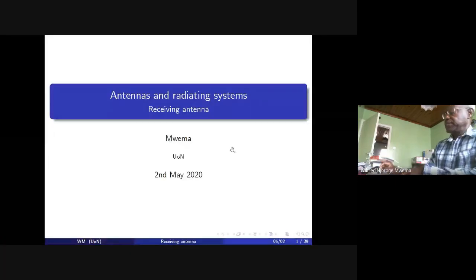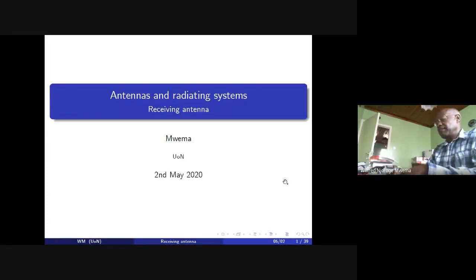Since there are no questions, I look at the receiving antenna. But what we can say is that the receiving antenna and the transmitting antenna will have the same properties, from what we talked about last semester about the reciprocity principle.